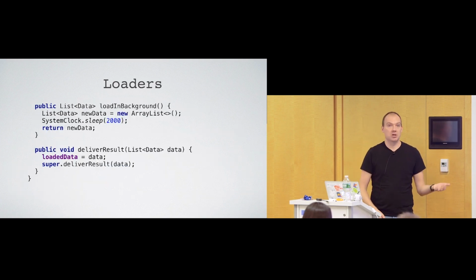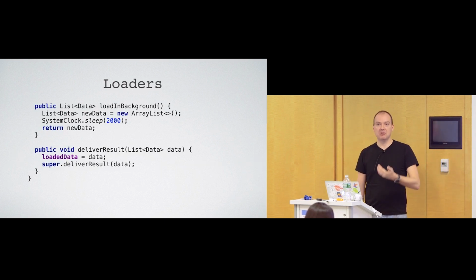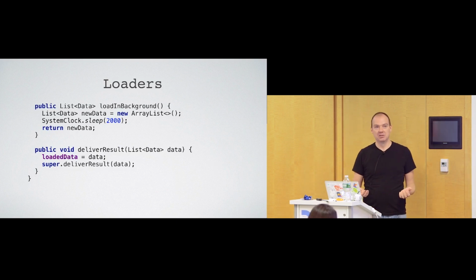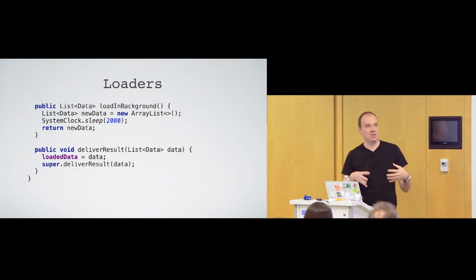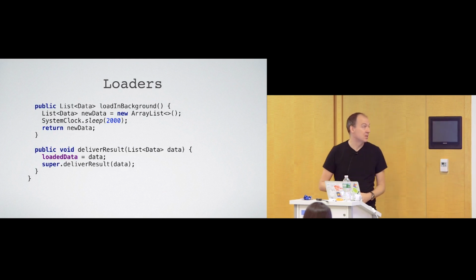You have a loadInBackground, which the AsyncTaskLoader will call on the background thread. Here, you just load the data and return it. And then you also have to implement deliverResult, and this is where you cache data. So it is a little bit much. If you need to implement your own AsyncTaskLoader, it's a little bit of work, so it can be a little bit heavy to work with.